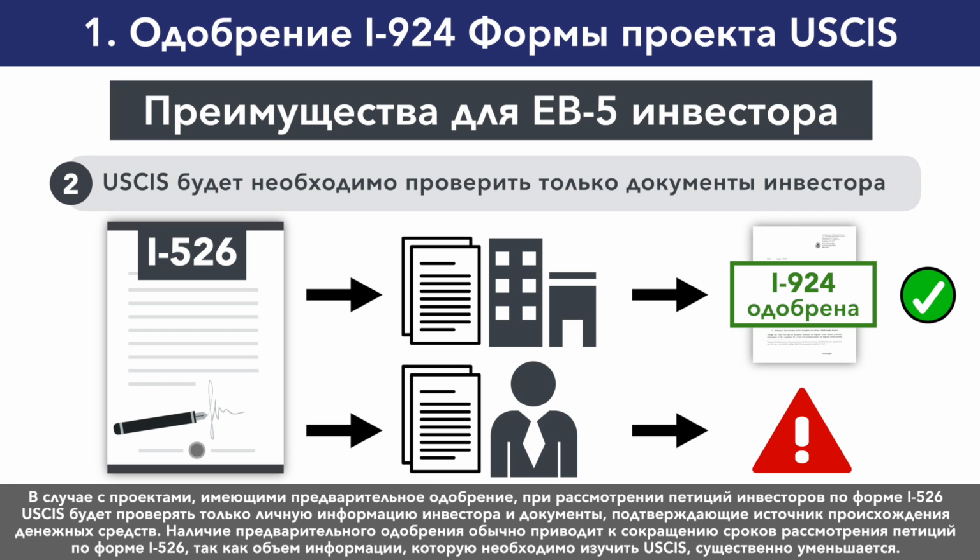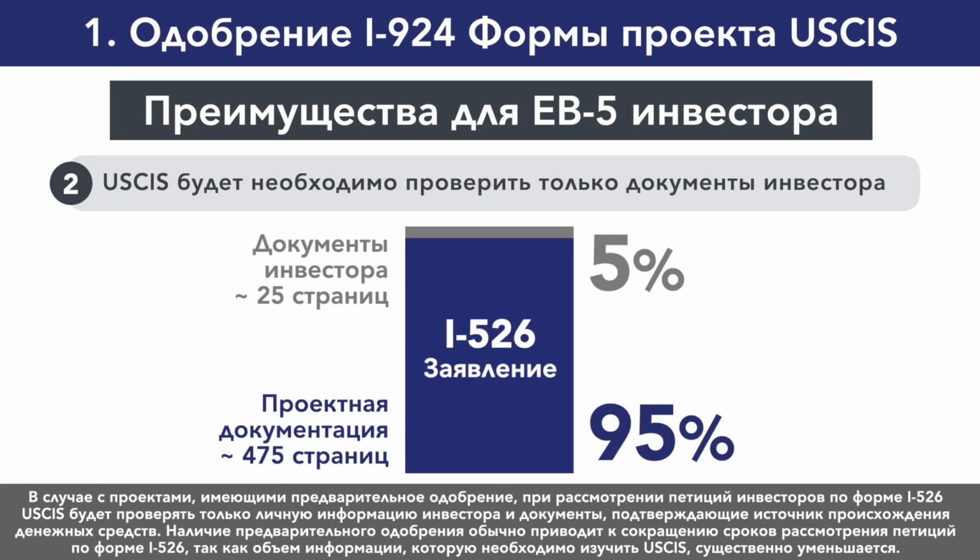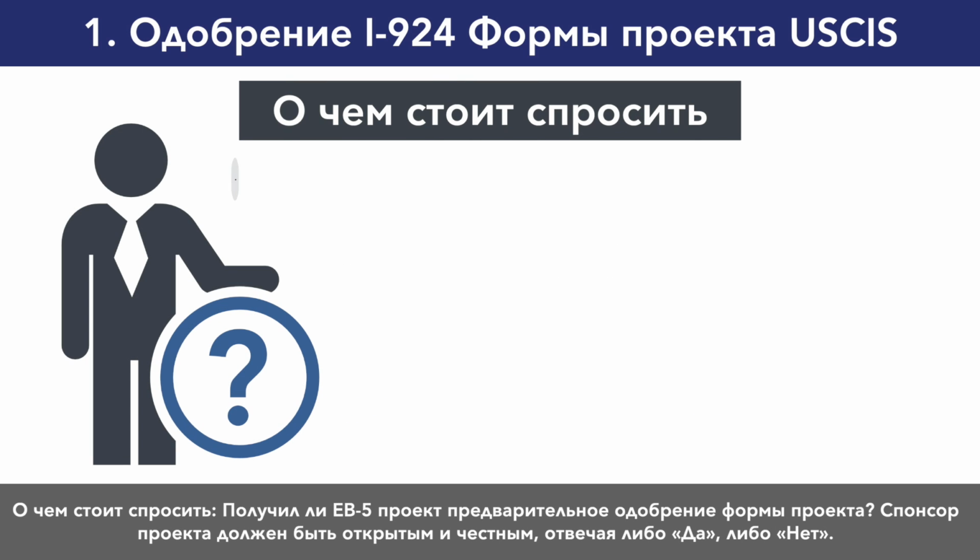For projects with exemplar approval, USCIS will only review individual investor information and source of funds documentation when adjudicating investors' I-526 petitions. Exemplar approval typically results in faster processing times for I-526 petitions because the information under review by USCIS is significantly reduced.